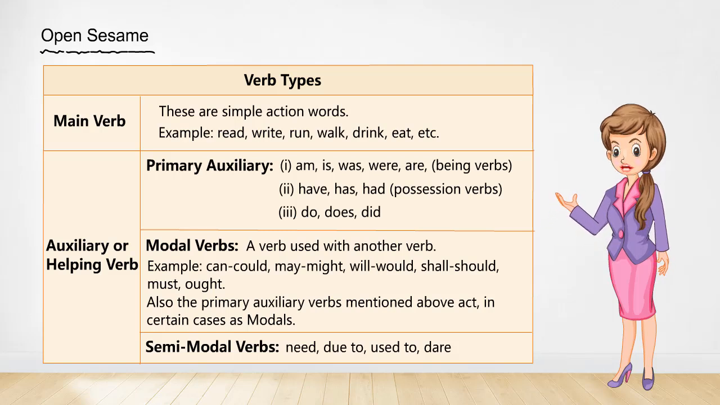Example: can, could, may, might, will, would, shall, should, must, ought. Also the primary auxiliary verbs mentioned above act in certain cases as modals. Semi-modal verbs: need, due to, used to, dare.